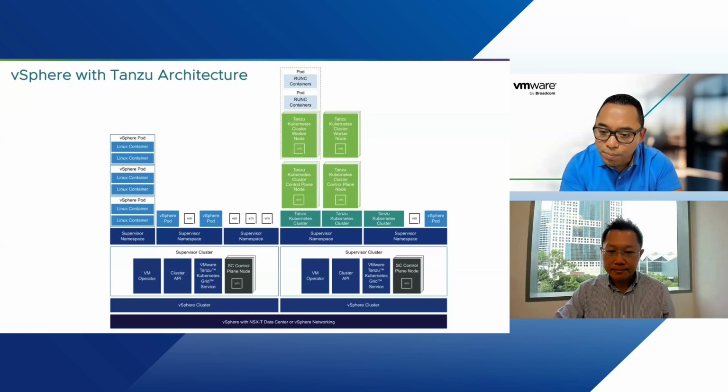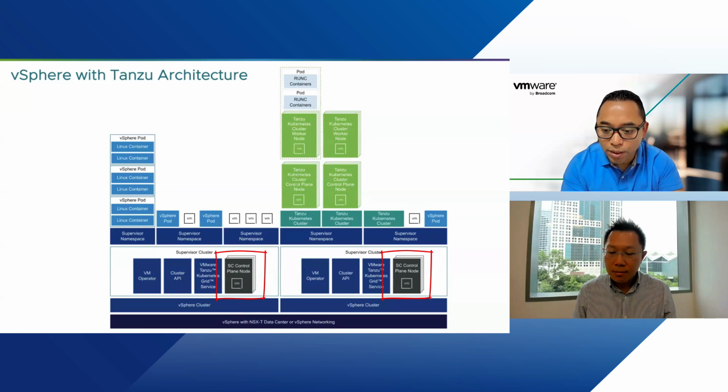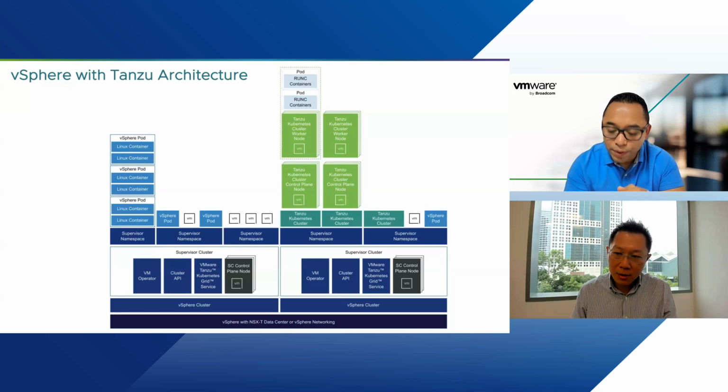One thing I want to ask is about that supervisor cluster block there. You said that your supervisor cluster control plane is highly available, with 3 nodes. Each node will have the VM Operator, Cluster API, and VMware Tanzu Kubernetes Grid Service. Is that the correct understanding? That's correct.